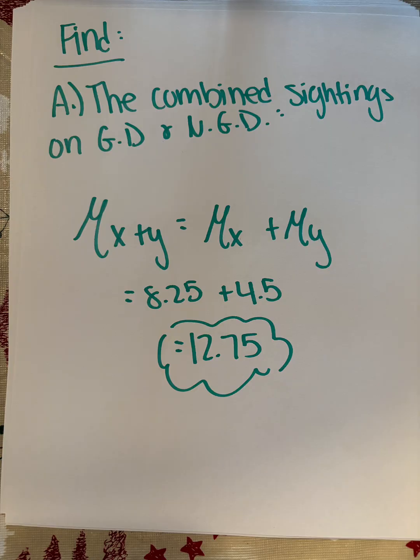And now back to Victoria. Alright, thank you, Caitlin. Now we're going to find the combined sightings of a game day and a non-game day. And how we're going to do this, we're going to use the μX plus μY formula, which is obviously μX plus μY, and that gives us 12.75.